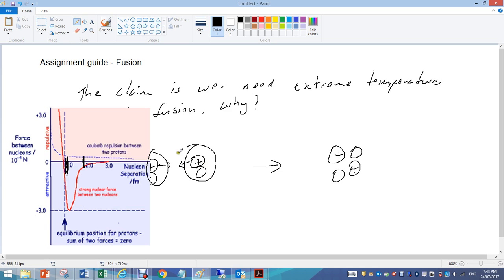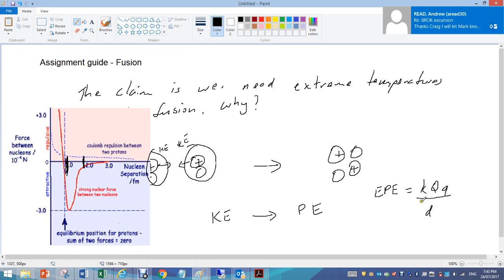Okay, so huge kinetic energy, because what will happen, the kinetic energy we convert it into potential energy. Okay, and we have a formula, electrical potential energy. We know what that is. That's kQQ on d. So basically, if you work out a reasonable distance, you've got that.